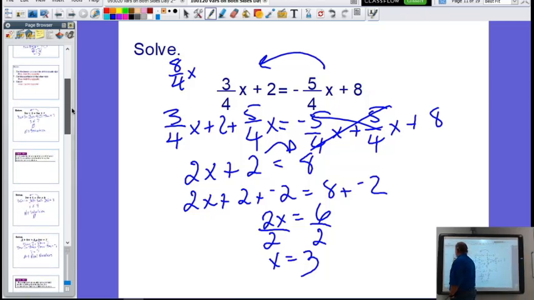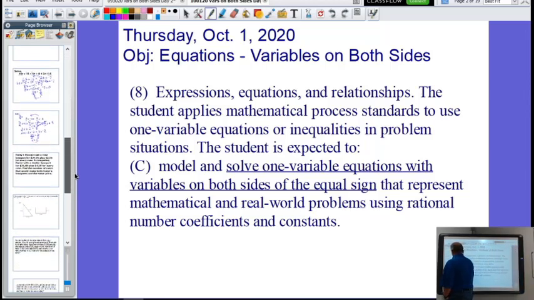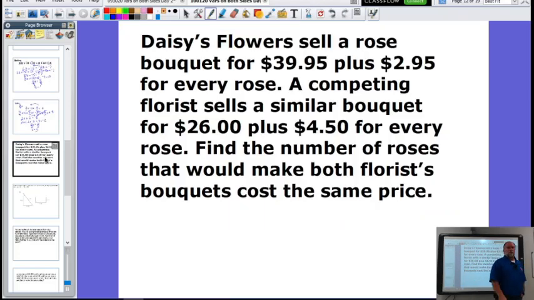But then we also know that the standard says that you have to not only solve these with just regular stuff, but we also got to look at real world problems. And anytime you have a real world problem, you know we're going to end up with words. It's going to be a word problem. So this one says, Daisy's Flowers sell a rose bouquet for $39.95 plus $2.95 for every rose. A competing florist sells a similar bouquet for $26 plus $4.50 for every rose. Find the number of roses that would make both florist bouquets cost the same price.